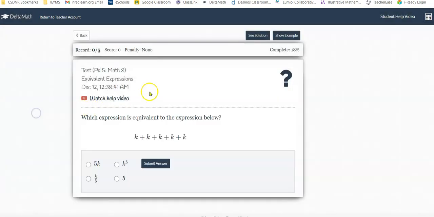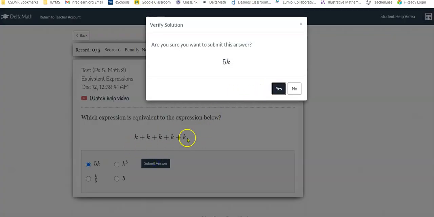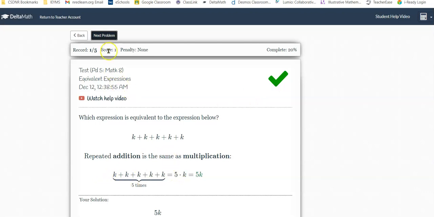Next topic, equivalent expressions. So you're going to practice combining like terms here. 1K, 2K, 3K, 4K, 5K. We're not timesing, we're adding. So that's 5Ks.